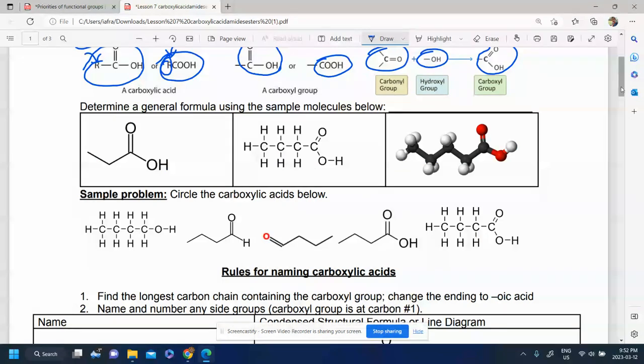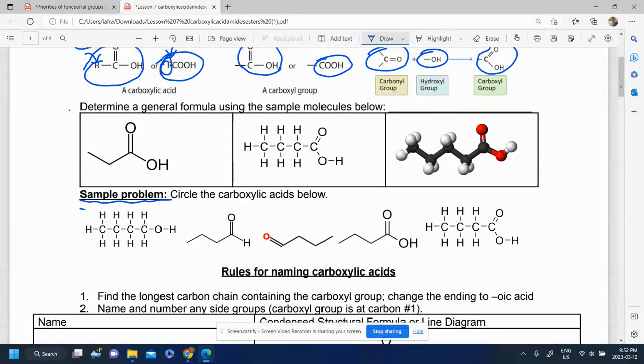Before we go into the rules for naming carboxylic acids, let's see if we can figure out a general formula for them and even identify them in molecules. In fact, we'll start off with this sample problem over here. We're skipping the one over here for now. See if you can identify which ones are carboxylic acids. So pause the video, try and circle the ones you believe to be carboxylic acids and briefly justify why you think they are. Then you can unpause and take a look if you're right.